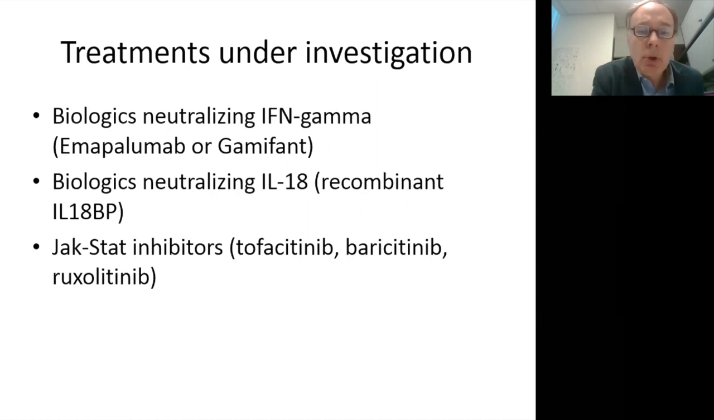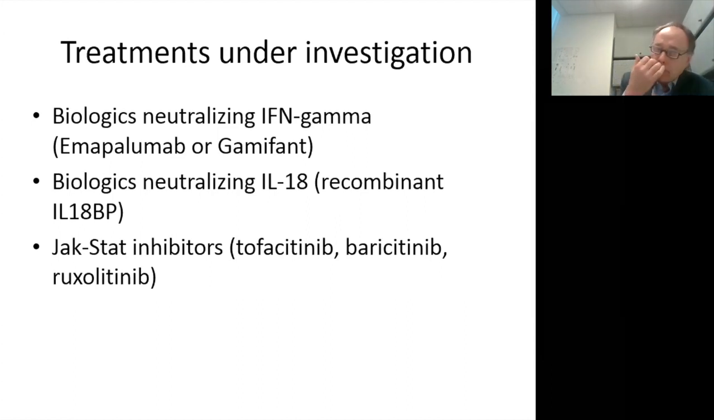Now, there are several new treatments that are under investigation right now. The first one that I would like to mention is Gamifant. It's a biologic that neutralizes interferon gamma. That's one of those cytokines that we believe is most critical in macrophage activation syndrome. And the preliminary results of the ongoing clinical trial, in fact, look very, very promising. Another potential drug is a biologic that blocks IL-18. And again, this will be discussed later tomorrow and the day after tomorrow in our meeting.